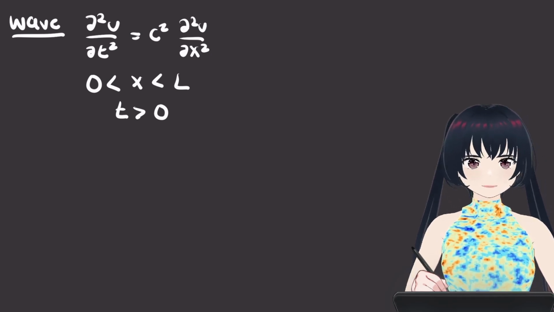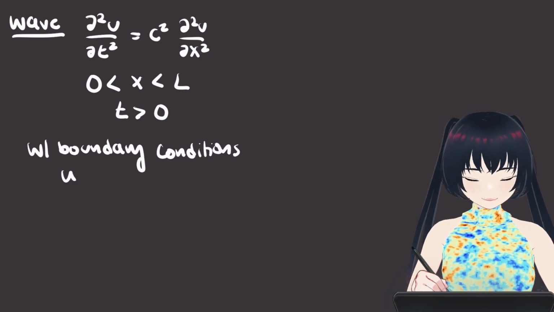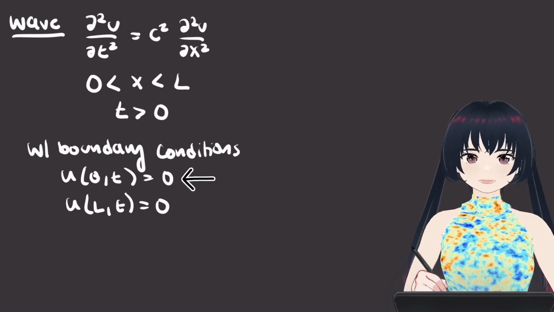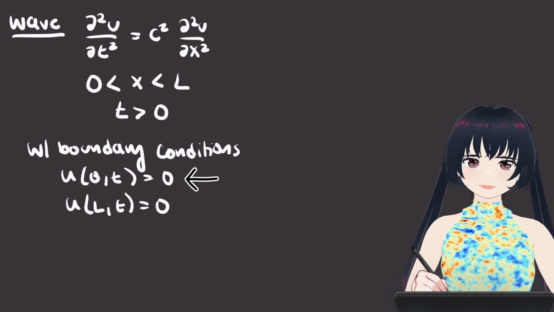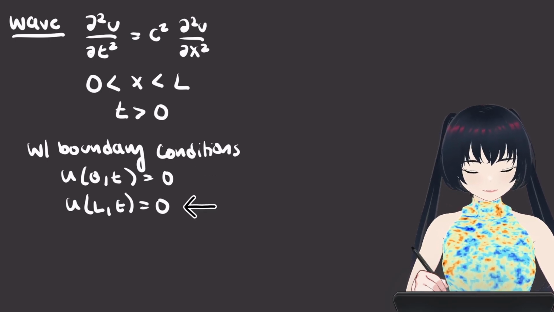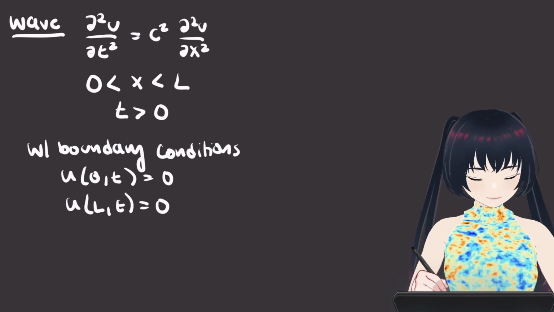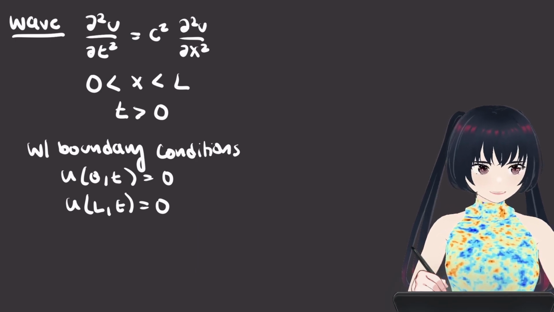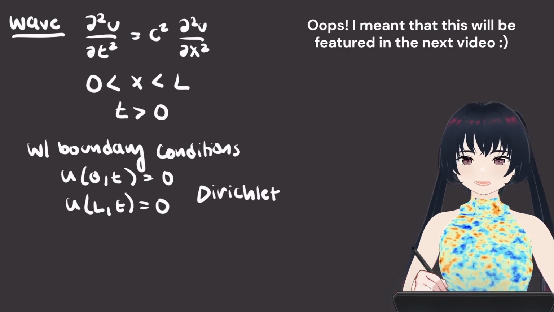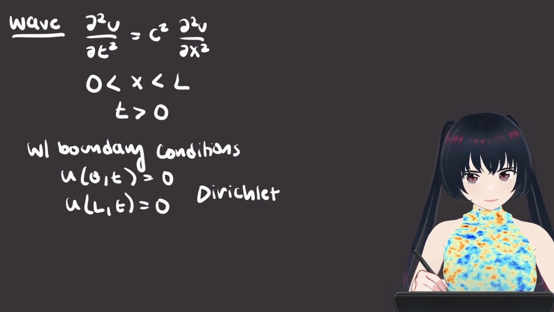We're also given boundary conditions and initial conditions. Boundary conditions say that at position x is equal to 0, the solution to the wave equation u should also be 0. At position x is equal to L, the solution to the wave equation, which is u, should be equal to 0 as well. These are also known as Dirichlet boundary conditions. And later in this video, I'll also go and explain what these different types of boundary conditions are. But this is the most simple case.